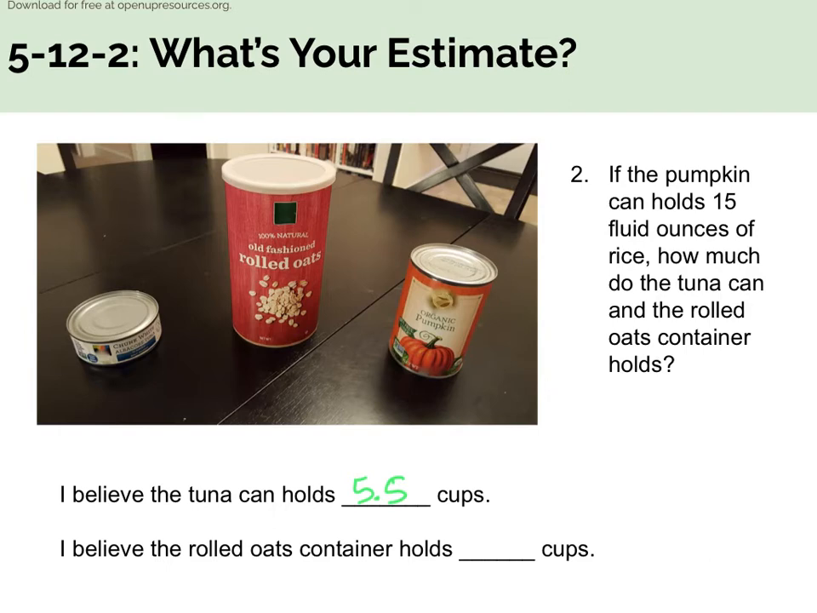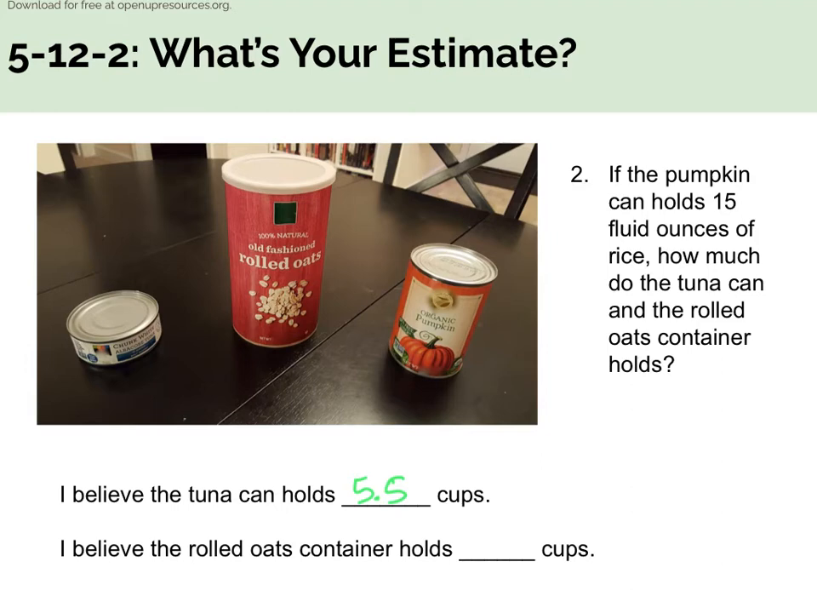The rolled oats, let's kind of think about that. So the bottoms are not the same at all. And so it's actually going to be bigger. And so the pumpkin holds 15 fluid ounces. So the rolled oats are going to actually be bigger. So if we did double it, it'll be probably around 30 fluid ounces.